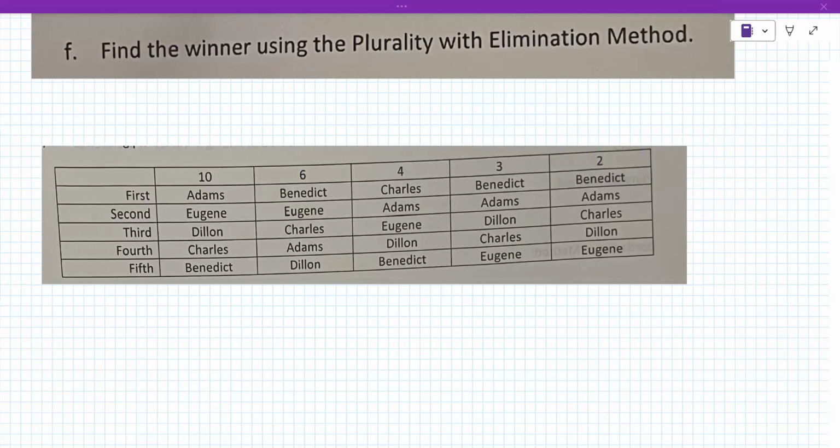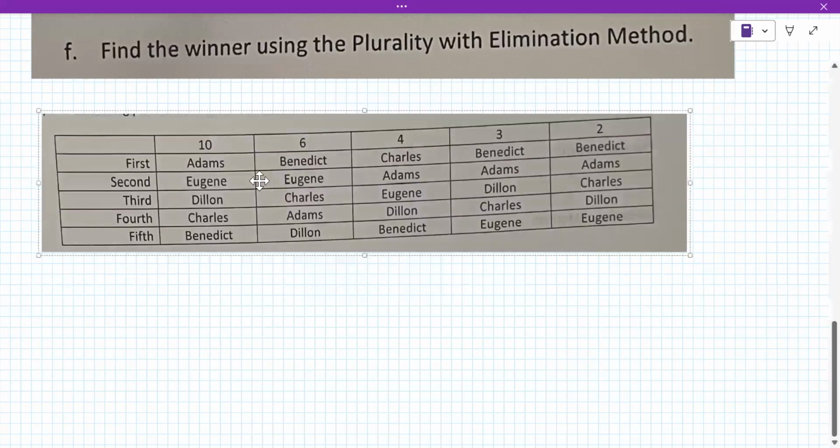Okay, so we look at how many first place votes each person received. And we already did that. We know that Adams got 10, but Benedict got 6 plus 3 plus 2, that's 11. So that's the first thing to do. Then we eliminate the candidate with the least amount of first place votes and redistribute their votes among the other candidates.